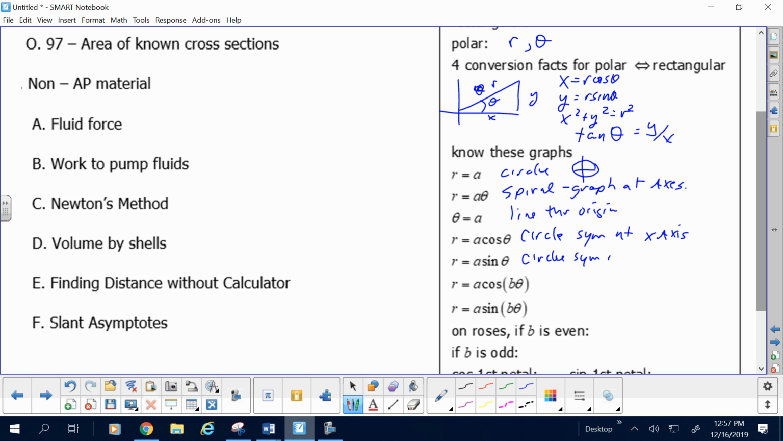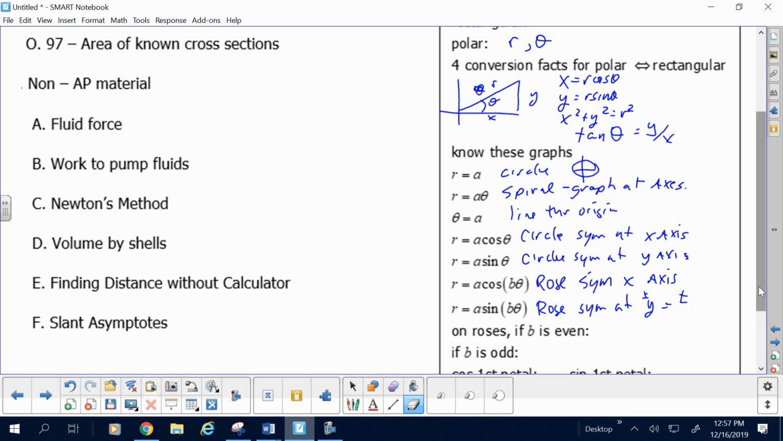R equals A sine theta. Circle symmetric at the y-axis. R equals A cosine B theta, like cosine of 2 theta, cosine of 3 theta, a flower. So rose, symmetric at the x-axis. Where's the first petal? Actually, it's later. Never mind. What about R equals A sine B theta? Rose symmetric at the y-axis. And would you please put plus or minus y-axis? It doesn't have to be at 90. Sometimes it's at 270, or 3 pi over 2.